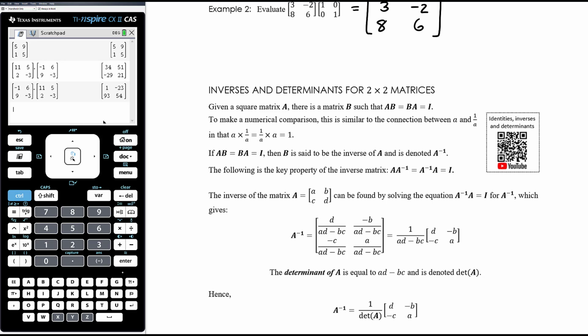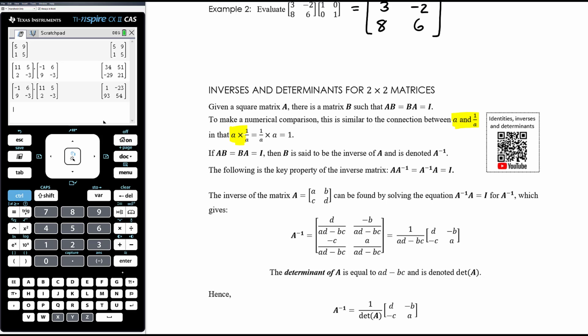So inverses and determinants for 2 by 2 matrices. So when we're given a square matrix A, there is going to be another matrix B. Well, not always, but most of the time. We'll talk about that in a minute. There is a matrix B such that A times B is the same as B times A, and it gives the identity matrix. So this is sort of equivalent. It's not the same as, but you can think about it a bit like the connection between A and 1 on A, for example.